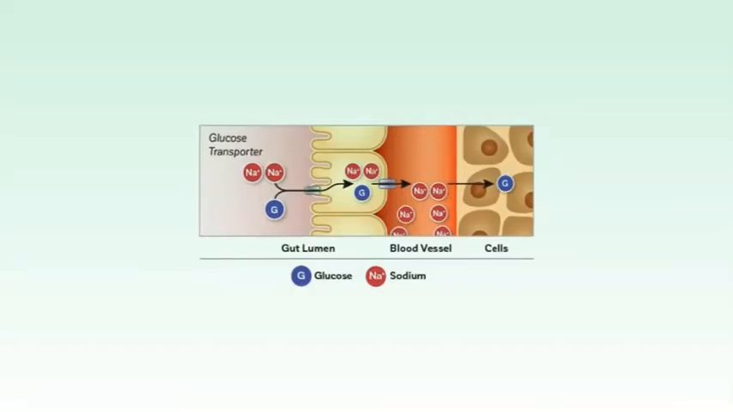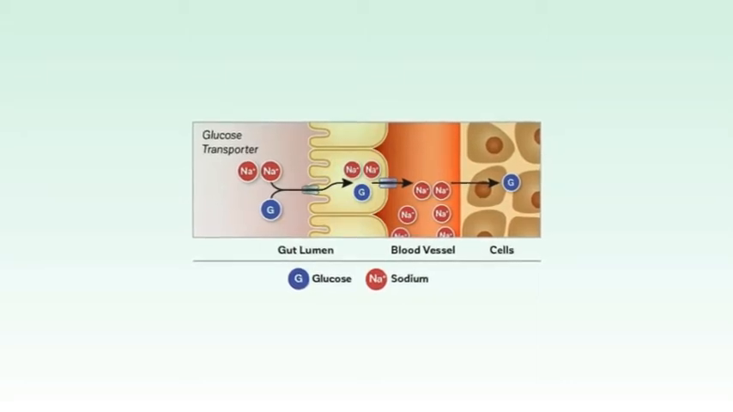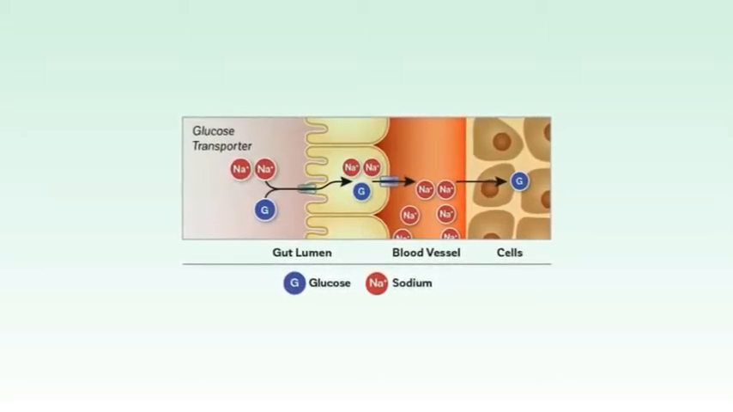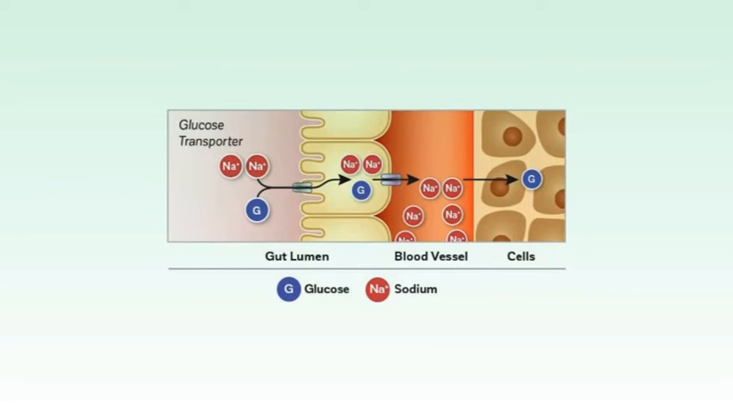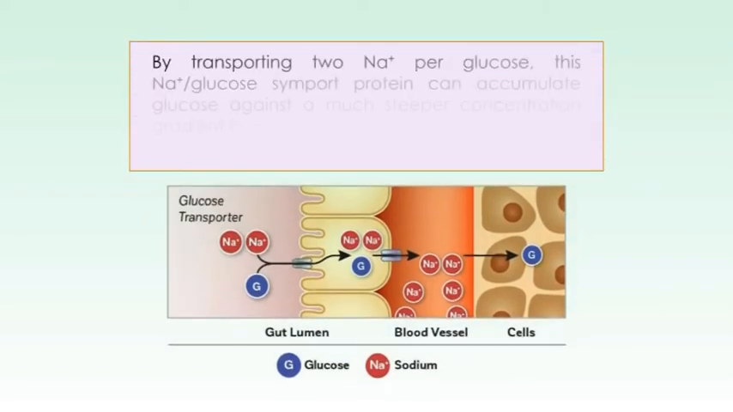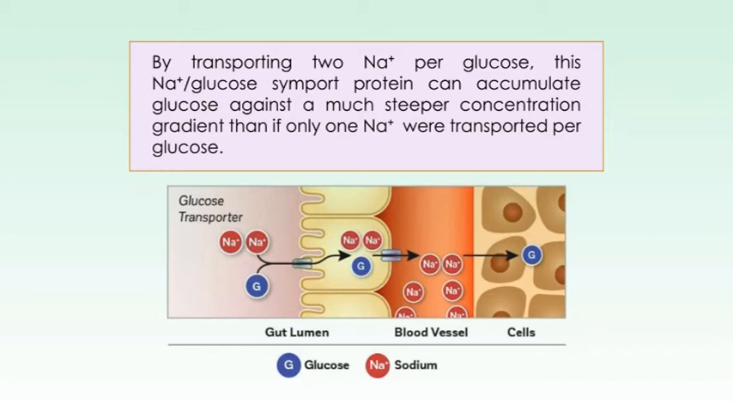Sodium-glucose symporters. Many cells, such as those lining the small intestine and the kidney tubules, need to concentrate glucose against a very large concentration gradient. Such cells utilize a 2-sodium, 1-glucose symporter, a protein that couples transmembrane movement of one glucose molecule to the transport of 2 sodium ions. By transporting 2 sodium ions per glucose, this sodium-glucose symport protein can accumulate glucose against a much steeper concentration gradient than if only 1 sodium ion were transported per glucose.